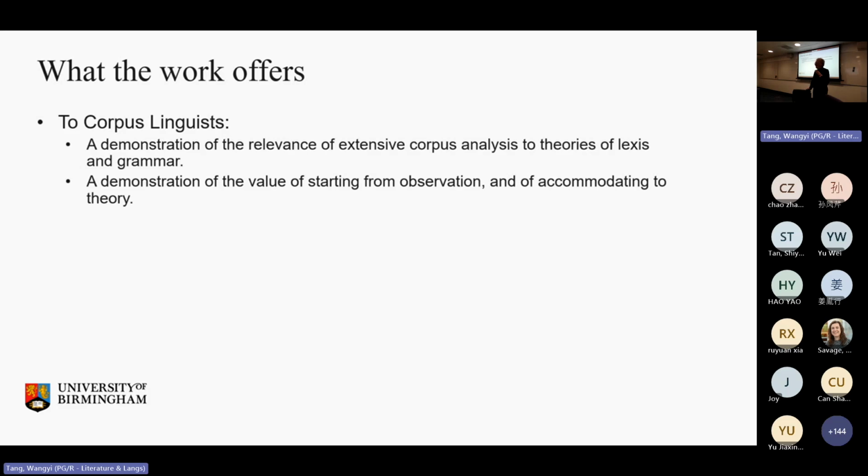So I think it offers something to corpus linguists, because I think it demonstrates the relevance of what was a very extensive piece of corpus analysis to theories of lexis and grammar. Pattern grammar isn't largely used, and I did describe it as grammar for people who don't know anything about grammar. But the real big advantage of it is that it was applied to every word in the Cobuild dictionary. And so it is a very exhaustive description of English in terms of pattern. So it shows the usefulness, I think, of doing that.